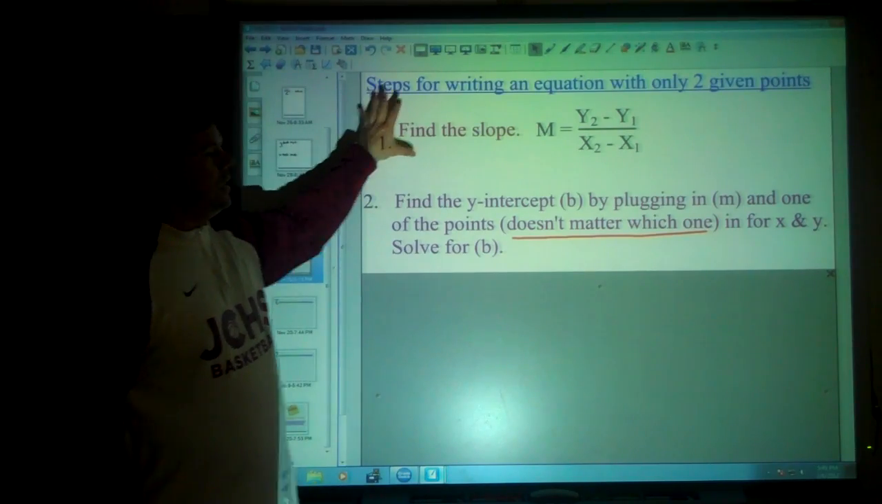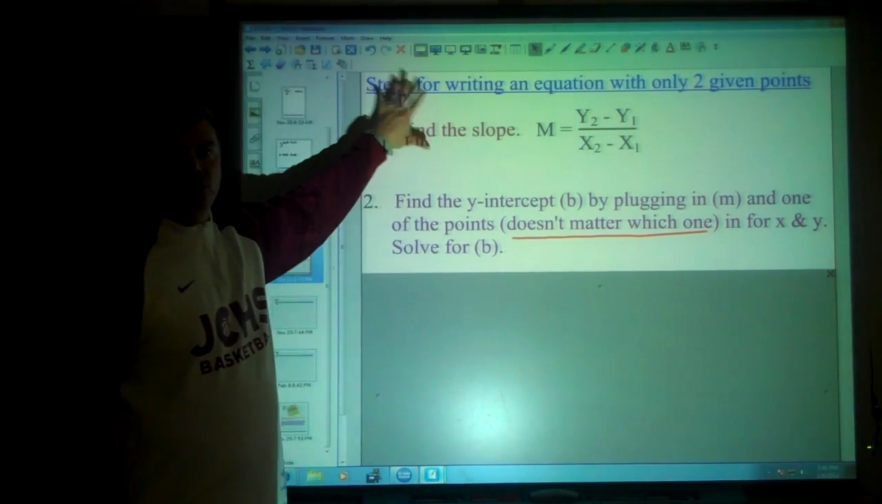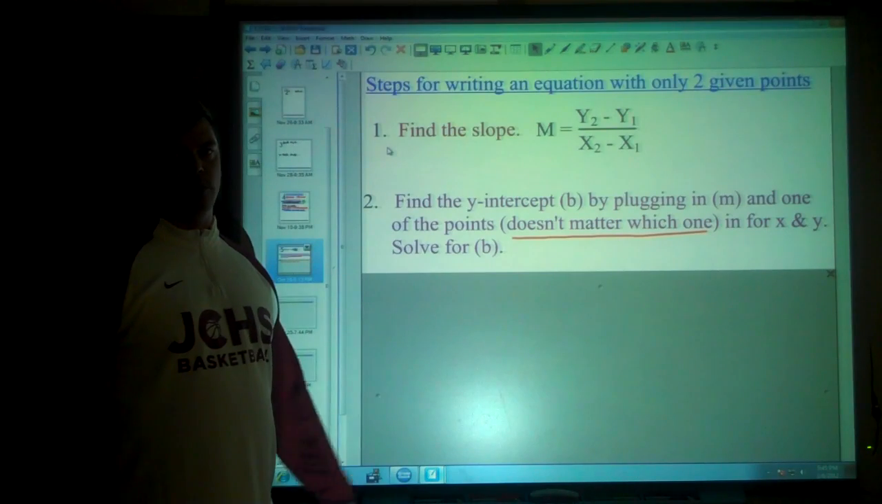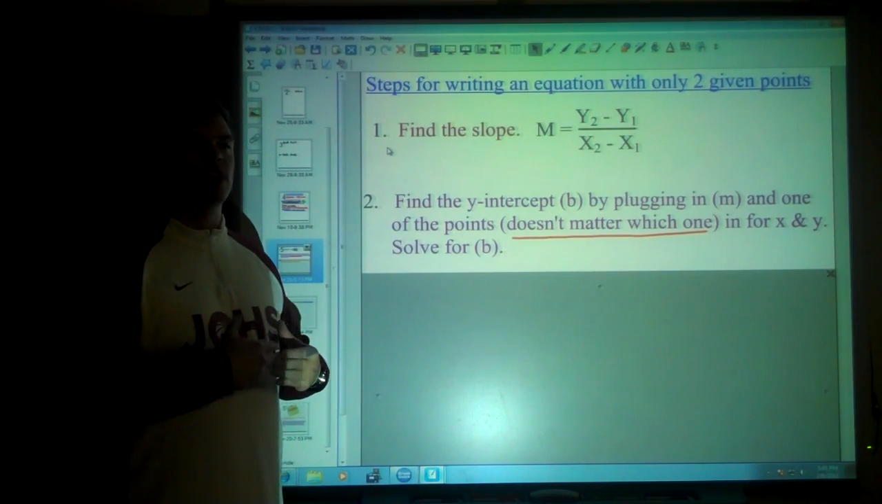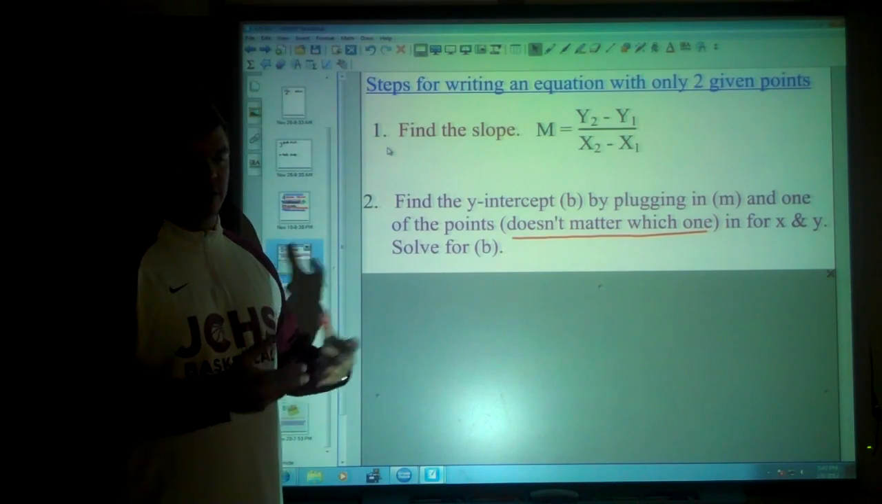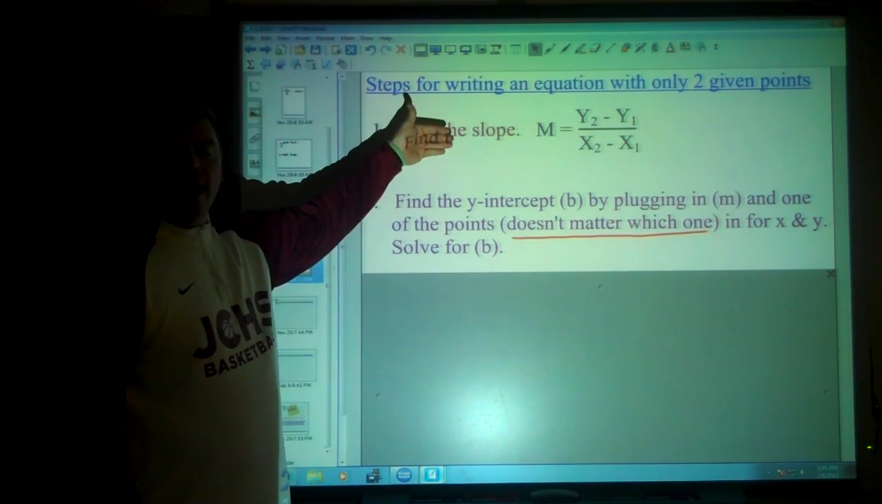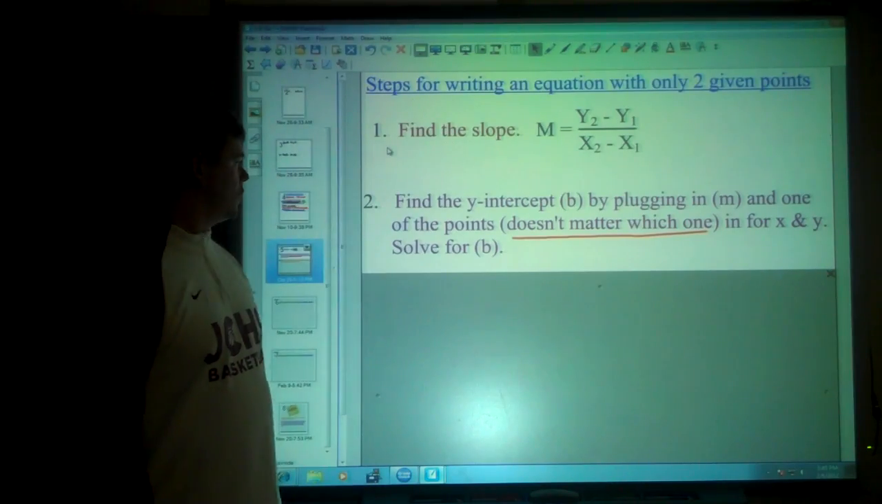Here's the deal. Step number 1 is the only addition to what we've been doing the past few times that we've been in class together. Up until this point, you were always given the slope or some way of finding the slope off of the graph or the fact that it was parallel. So all we're doing now is saying you have to be able to find the slope.